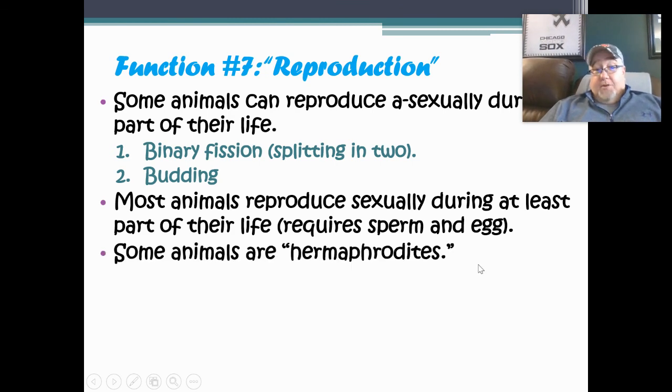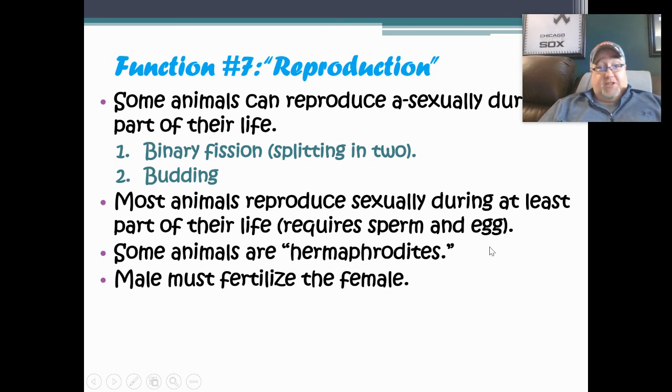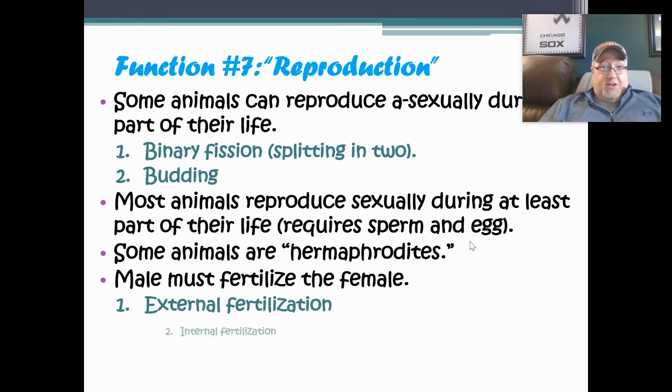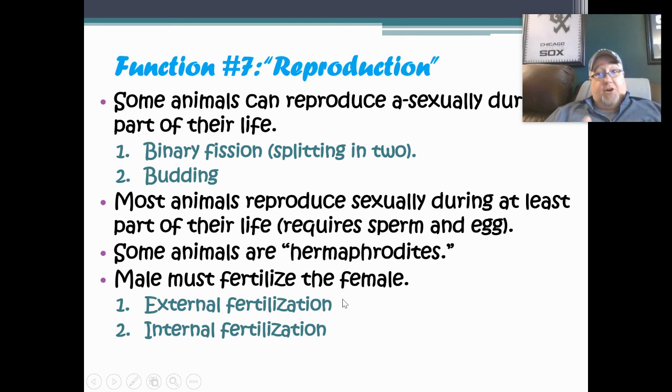But most animals will reproduce sexually, where one will produce sperm, one will produce eggs. Some animals are hermaphroditic. Earthworms, for example, are hermaphrodites. But the males must fertilize the females if there are two different sexes. That can happen externally, like in fish, where the females will lay the eggs, and then the males will come by and fertilize the eggs outside the body. Internal fertilization, like in humans, is where sperm has to go inside the body to fertilize the egg. Regardless, sexual reproduction happens whether it's external or internal.